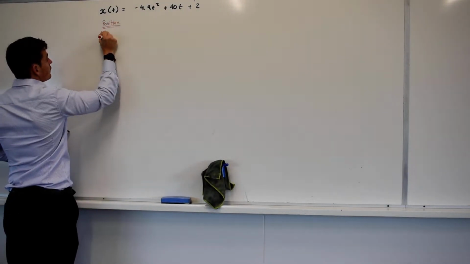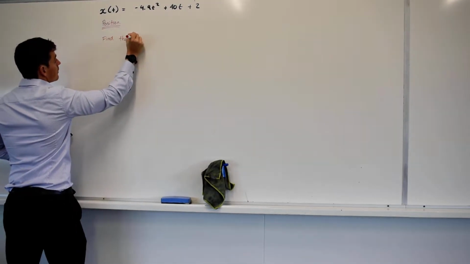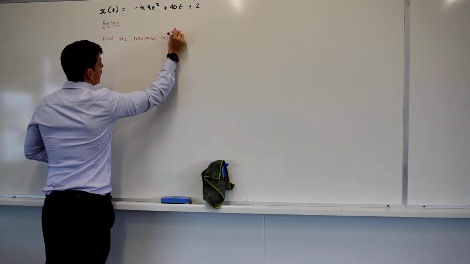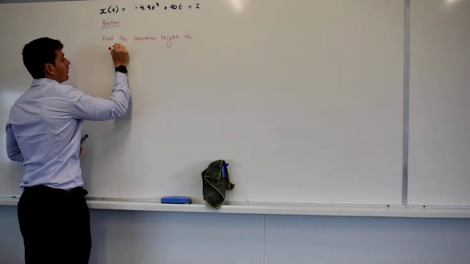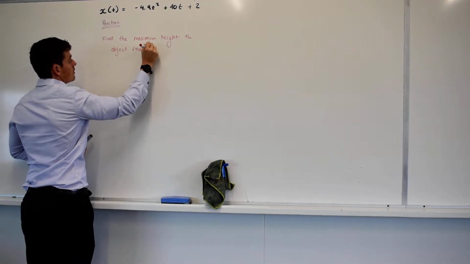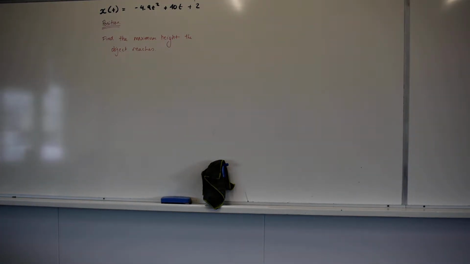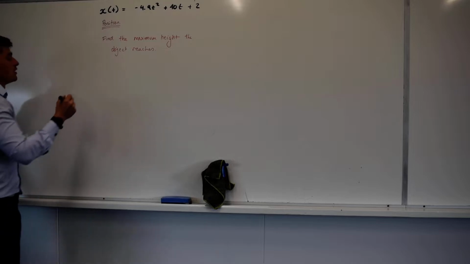Now we might get asked, find the maximum height the object reaches. Something like that. So anytime we hear the word maximum, what do we need to be thinking? Max or min? If I hear the word max or min, what am I assuming I need to do? High or low. Yep, I want a high or low. How do I find those points? The turning point. How do I find a turning point for a function? Derive it and let it equal 0.